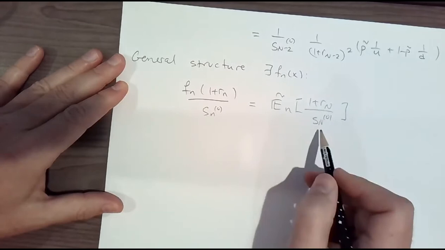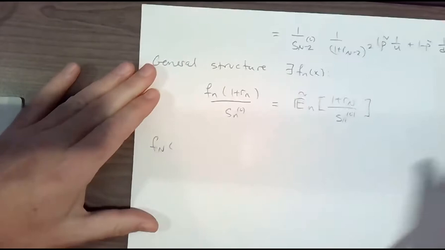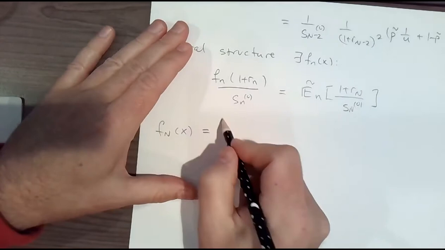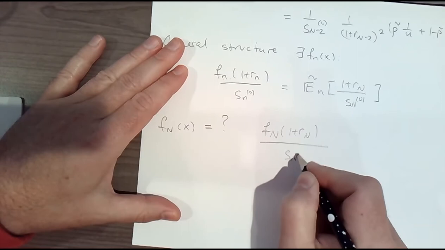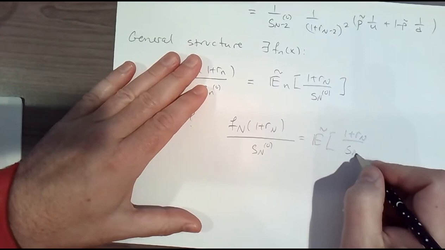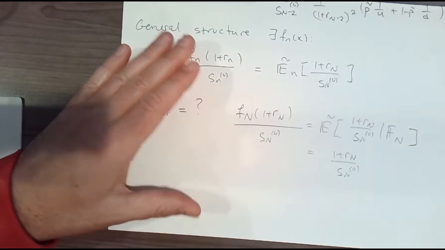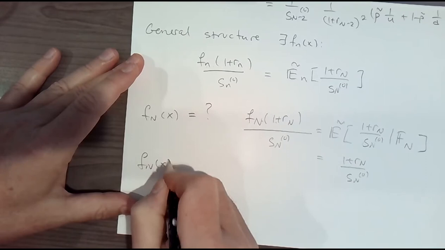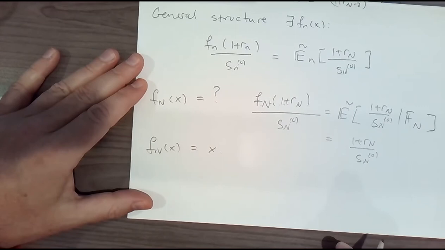What would have to be the case, and what is Fn at the end? I take Fn at the end, what should it be equal to? When you look at the formula, you take little n to be capital N, the formula would say that this is Fn of 1 plus Rn divided by S capital N. This is this conditional expectation on the right hand side. But now you're given Fn, so everything here is now measurable. So this is 1 plus Rn divided by Sn 0. So what should Fn here be? We'll need these to cancel out. Fn of 1 plus r is going to be exactly 1 plus r. So you need Fn of x to just be x. So that's how it ends up being.